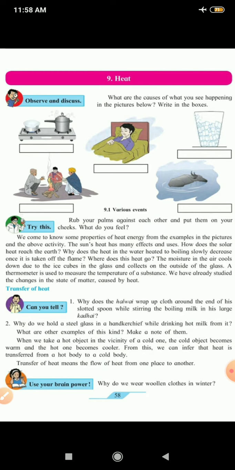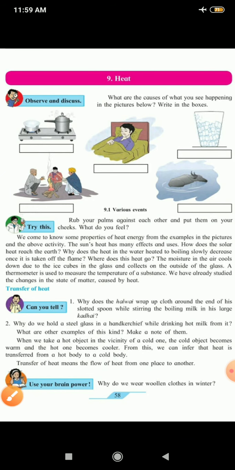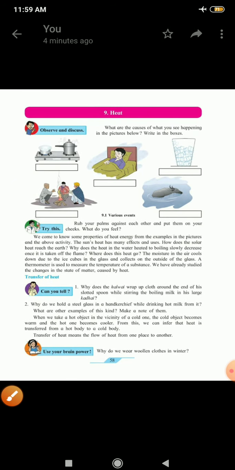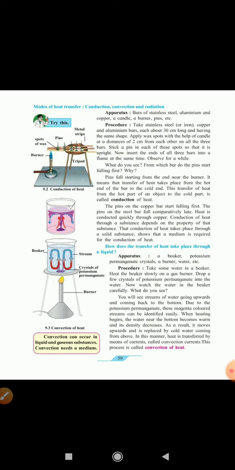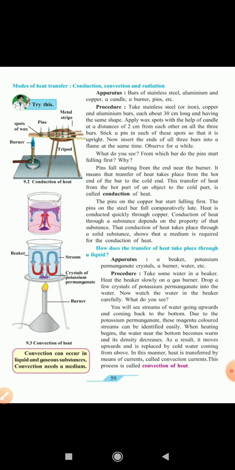Now, use your brain power. Why do we wear woolen clothes in winter? We know that air is a poor conductor of heat and woolen clothes do not allow the transfer of heat from the body. So to protect ourselves from cold, we wear woolen clothes in winter. Now let us go to the next page and study more about heat. Here, let us study the modes of heat transfer: conduction, convection and radiation.